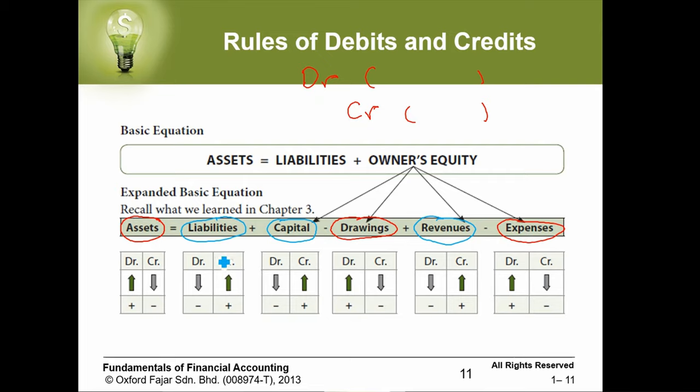So that's what you need to remember always. Which categories act the same? You will remember assets, drawings, expenses act the same: when they increase, we put them in the debit side, and when they decrease, we put them in the credit side. While liabilities, capital, and revenue, when they increase, we put them in the credit side, and when they decrease, we put them in the debit side, which means playing vice versa.